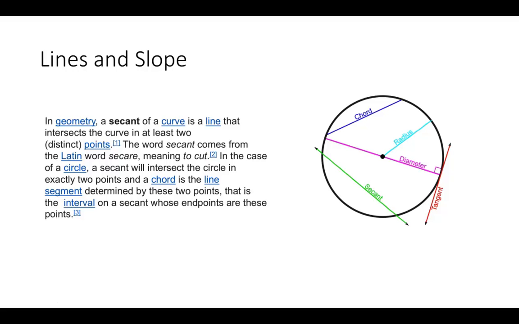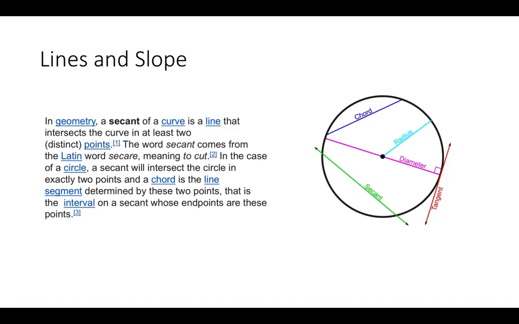All right, so we want to define what a secant line is because the secant line leads us to the definition of a tangent line. So if you look at this circle in the figure, you see the green line and you notice that it intersects the circle in 2 points, and so a straight line is drawn between those 2 points.